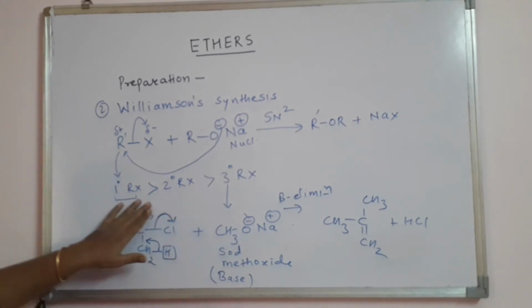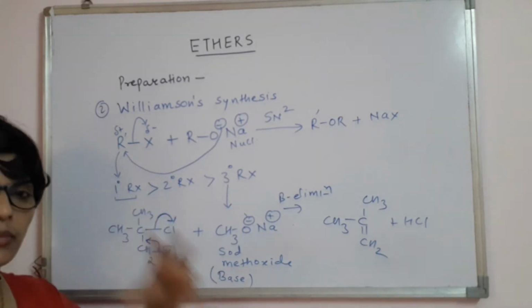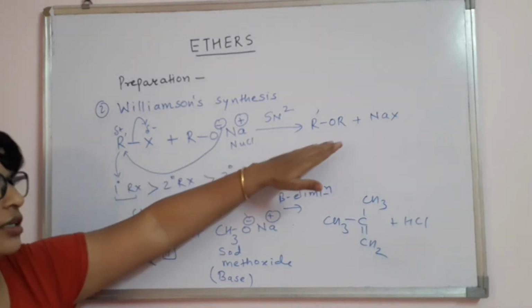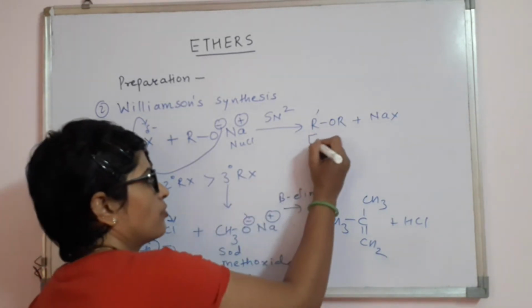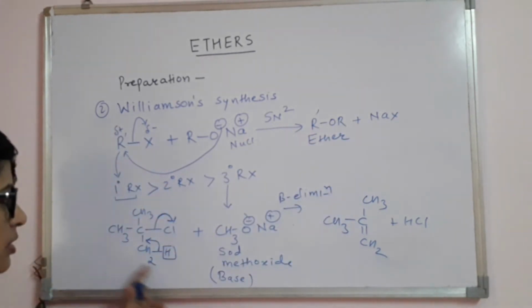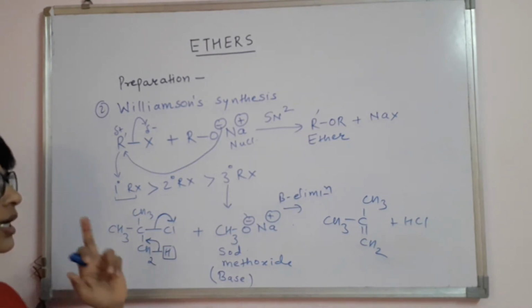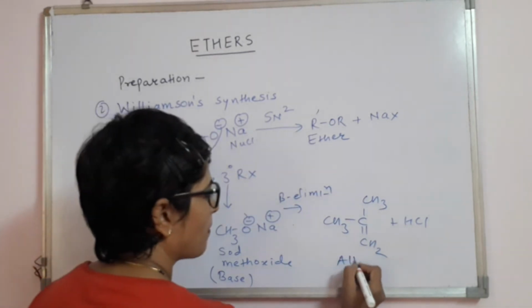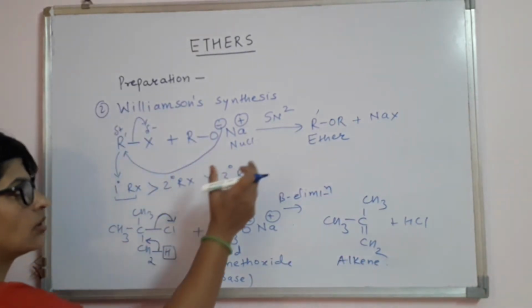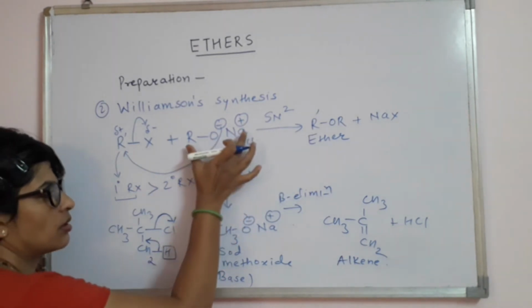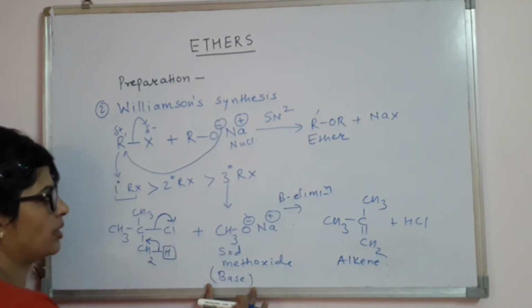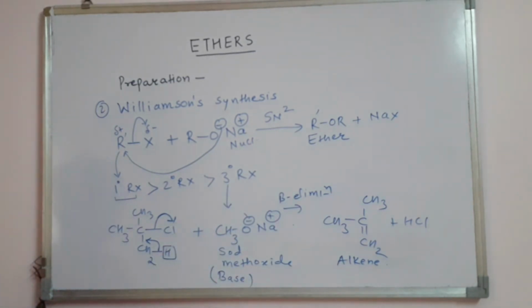So the best choice to get the maximum yield is that a primary alkyl halide should be taken so that the SN2 reaction takes place and we get the formation of ethers. But if you take tertiary alkyl halide as the substrate, then elimination will take place and we will get alkenes. Alkenes, remember. In the first case, the alkoxides act as a nucleophile, but in the second case, they will act as a base. Okay, so let me give you a question now and see how we can answer that.